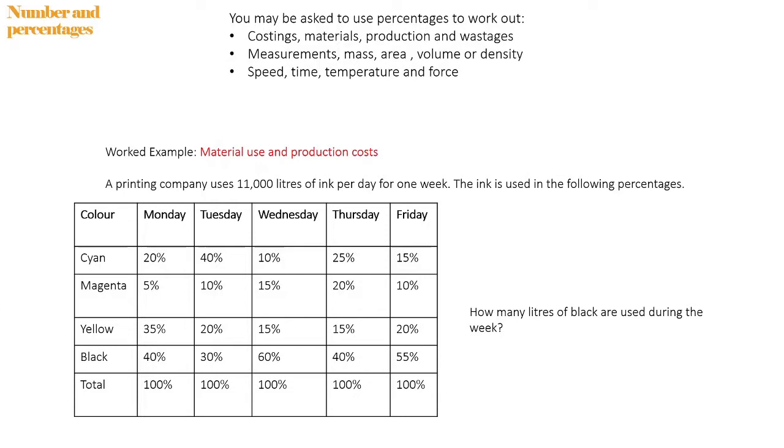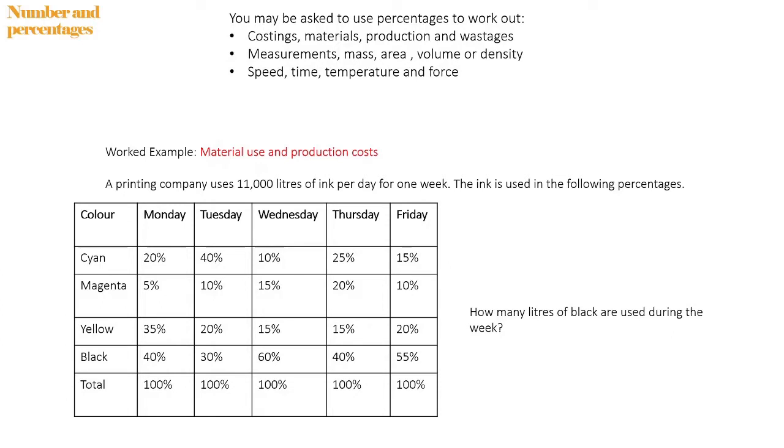Our printing company uses 11,000 litres of ink per day for 1 week. The ink is used in the following percentages, so it's showing you how much percentage per day per colour. The week is a 5 day week, Monday to Friday. How many litres of black are used during this week? On the next slide I'm going to show you the workings out for it, and then we're going to flip-flop between so you can see why we've done it.